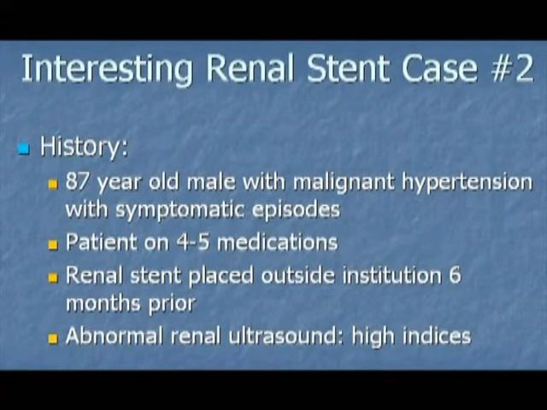The patient is on 4 to 5 medications for blood pressure control. He had a renal stent placed at an outside institution approximately 6 months prior. On ultrasound evaluation, it had abnormal velocities. So we considered performing a 64-slice CTA scan of the renal arteries.